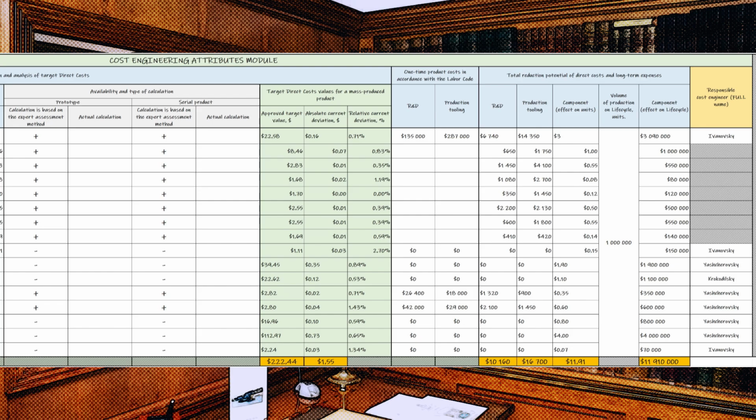The availability and type of calculation sub-block contains the prototype and serial product sub-blocks, which in turn contain the columns of the same name: calculation formed by expert evaluation and actual calculation. The meaning of the block is fully described by its name: in this block we simply show the status of the availability of one or another type of calculation for the current milestone.